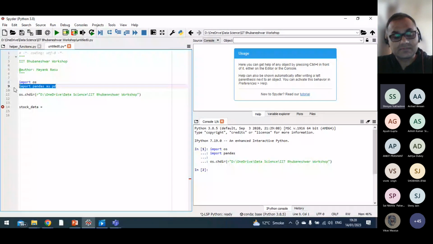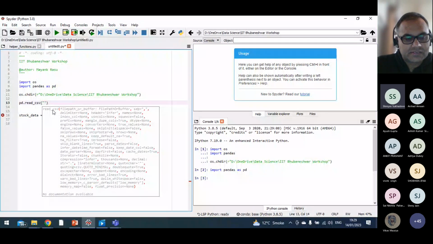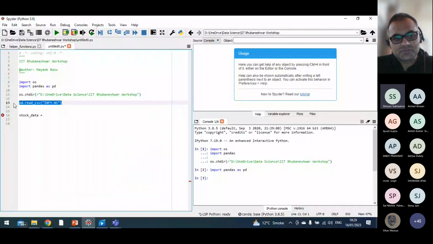Let me alias this, so I don't have to type pandas all the time. So pandas dot read_csv. This is one line of code, and you can give the name of the file, and it will create a data frame which looks like Excel. So let me just give the name of the file. The name of the file was infi.ns. So if I run this, let me show you what we get.